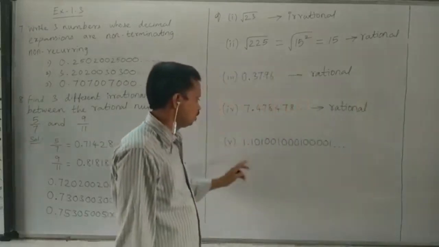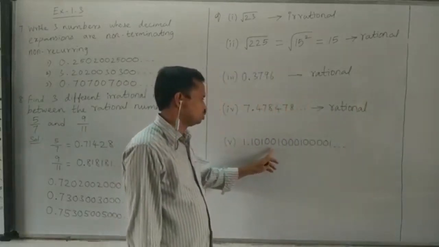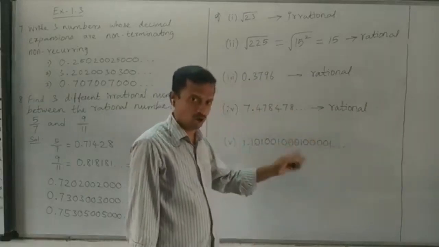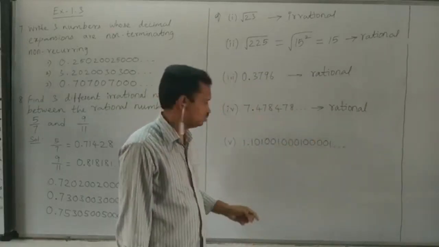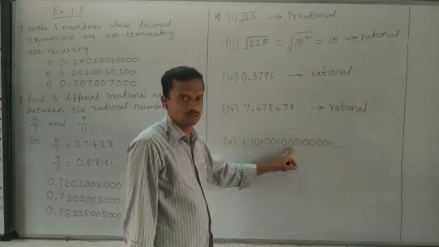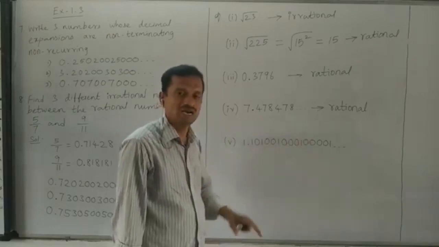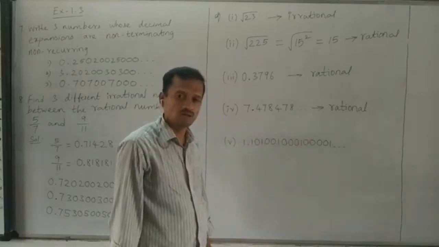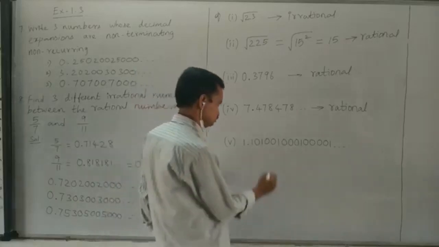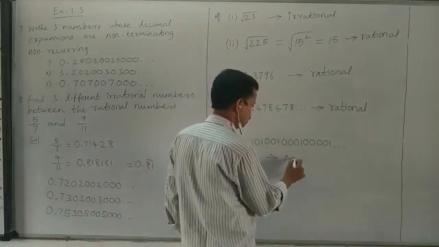And this one, 1.10, 100, 100, 100, 1 etc. So it is non-terminating, non-recurring. You see, here 10, here comes 20, after that here 000. So like that it is non-repeating. So non-terminating and also non-repeating. So such numbers are called irrational. So this is irrational.